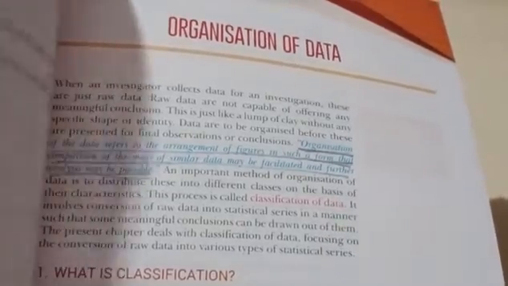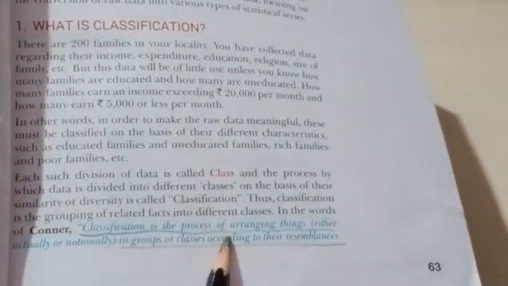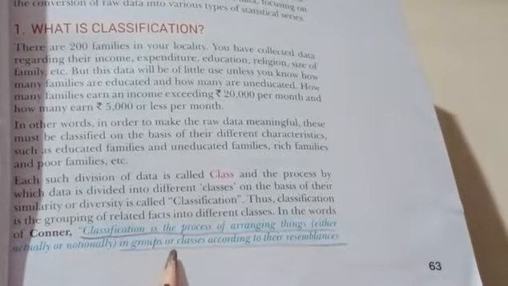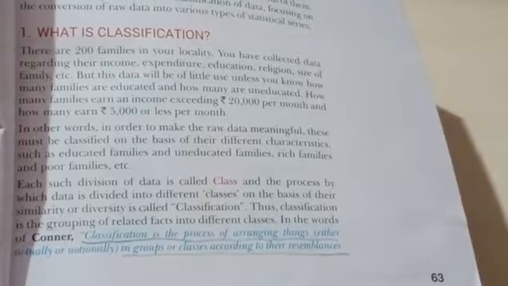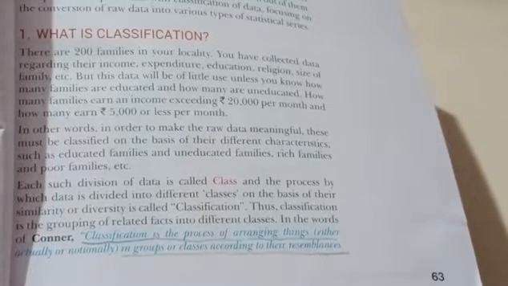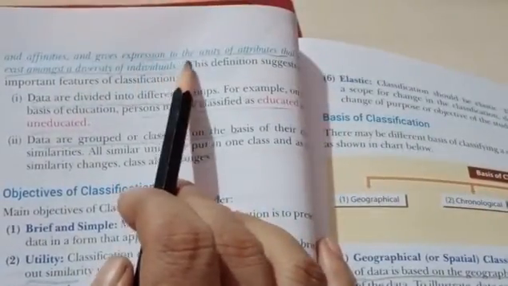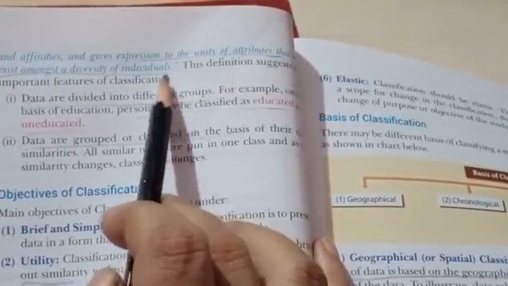What is classification of data? Classification, you can mark here, is the process of arranging things in groups or classes according to their resemblance, according to their similarities, and gives expression to the utility of attributes that exist among the diversity.